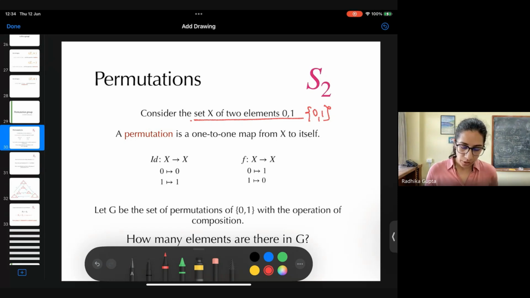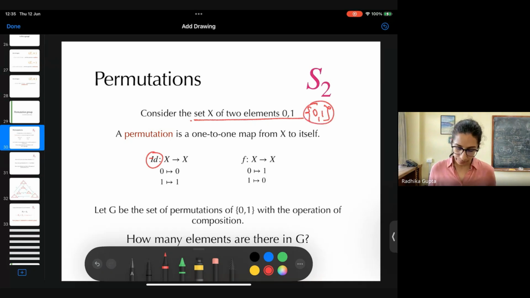Right. So what is a permutation? It is a one-to-one map from X to itself. So I have the identity permutation, which doesn't permute things, and I have this other permutation, which sends 0 to 1 and 1 to 0.